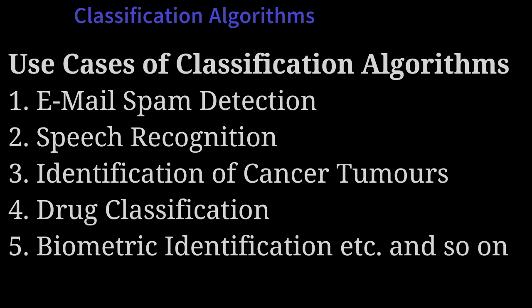Use cases of classification algorithms. Classification algorithms can be used in different places. Below are some popular use cases of classification algorithms: email spam detection, speech recognition, identification of cancer tumor cells, drug classification, biometric identification, etc.